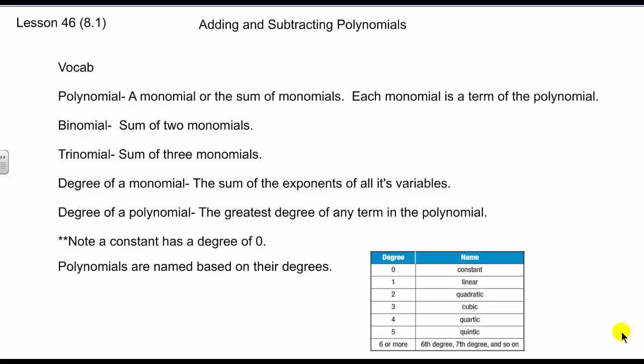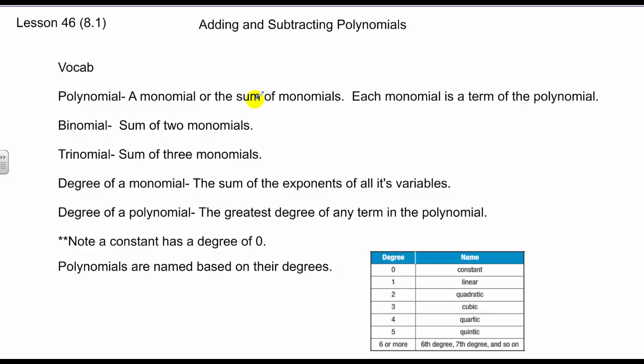Today we're going to talk about adding and subtracting polynomials, and the math we're going to do today is not that difficult. It's just that there's a lot of vocabulary, and we're going to use this vocabulary quite a bit during the remainder of the year, so it's best that you know it. First of all, we're going to talk about what a polynomial is. A polynomial is basically a monomial or a sum of monomials, where each monomial is a term of that polynomial.